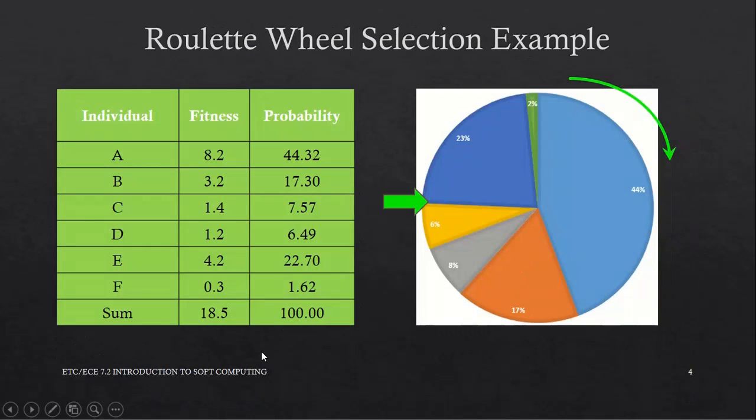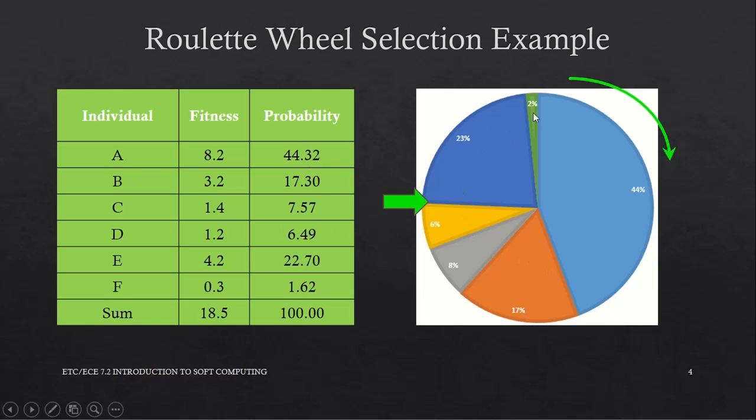To understand roulette wheel selection better, let us consider an example. In this example, we have considered 6 individuals, A, B, C, D, E and F, each with their respective fitness values 8.2, 3.2, 1.4, 1.2, 4.2 and 0.3. The roulette wheel is then designed in a way that the pocket for each individual is proportional to their fitness value. Obviously, individual A with the fitness value 8.2 gets the largest pocket and individual F with the fitness value of 0.3 gets the smallest pocket.